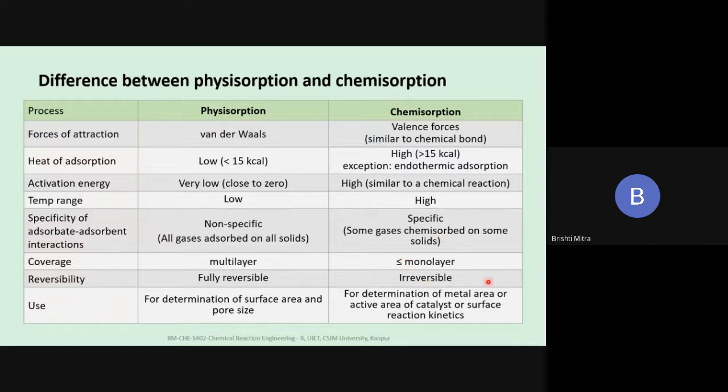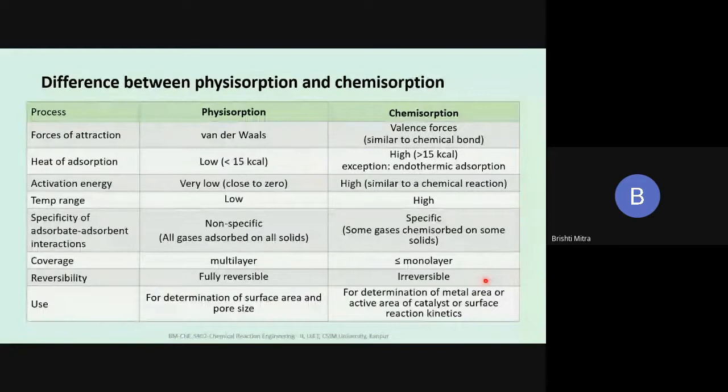So what do I mean? Suppose I take a small amount of catalyst, and a physisorption process happens on it. Once the physisorption process is over, the catalyst can be reused, and you can again carry out a physisorption process on top of it. However, if the catalyst now undergoes a chemisorption process, then it becomes an irreversible process. What is the use of it? The use is for determination of surface area and pore size.